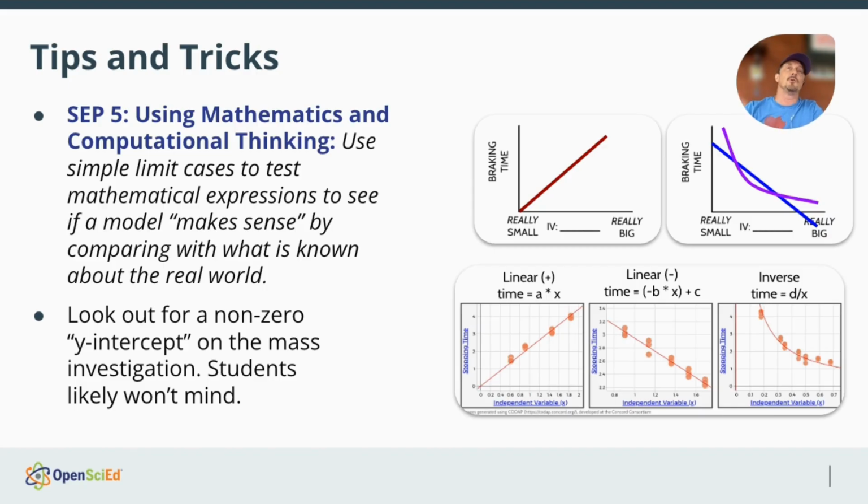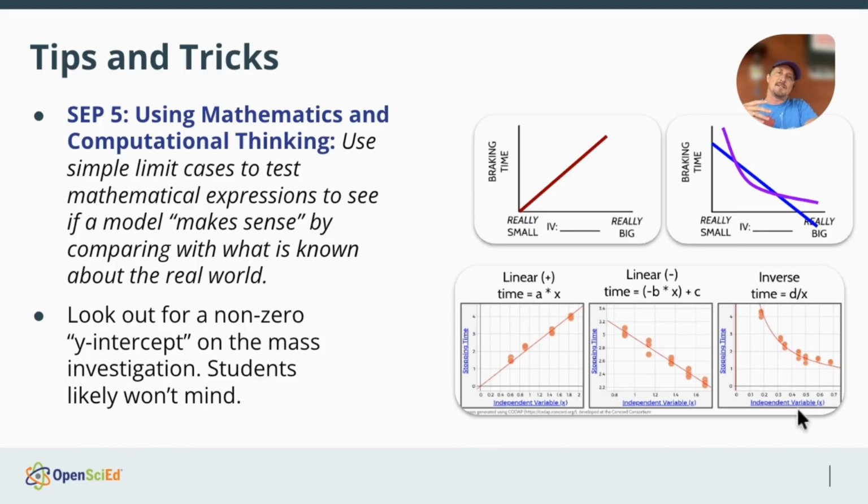When we are looking at our class's data, we need to figure out what type of line will fit this data. For the data that's going up, it's pretty straightforward. We will assume that there's a proportional relationship. Look out for a non-zero y-intercept on the mass investigation. I haven't found that students are bothered by that, but it can happen.